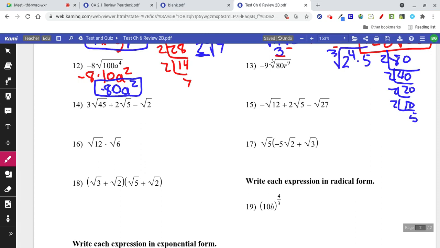3 goes into 4 one time with 1 left over. Don't forget it's a cube root, not a square root. 3 goes into 1. No, it doesn't, so that has to stay in. When you've got a 2 and a 5 inside, 2 times 5 is 10. There's a cube root of 10 left inside. But there's this 2 that's outside. And this 2 is going to get multiplied by the negative 9 and make negative 18.